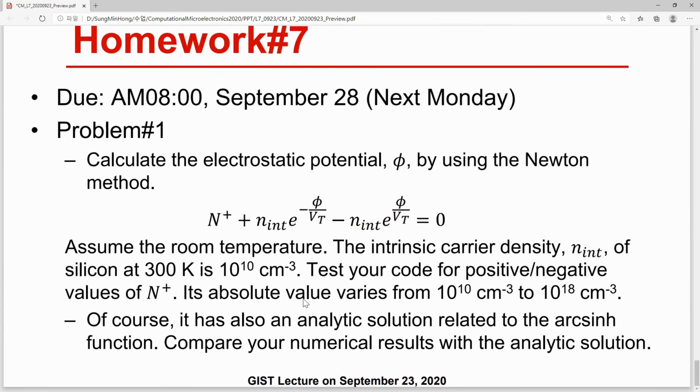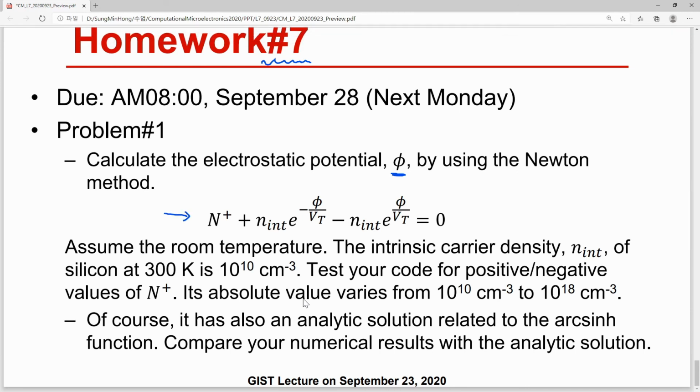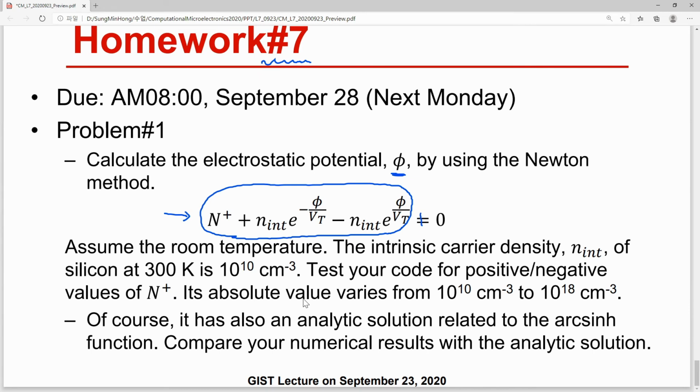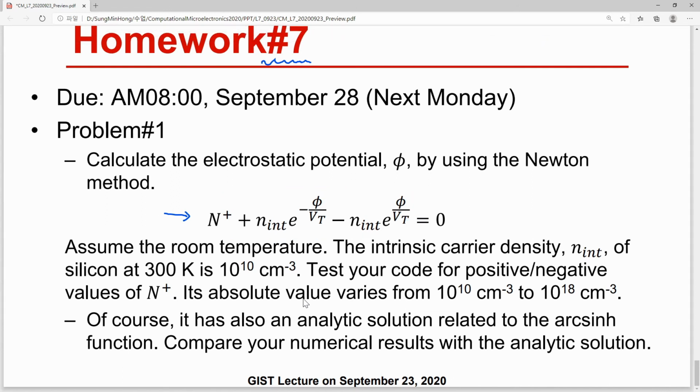Well, now you have a quite simple homework. In this case, we have only a single variable, and this is your equation, and this is your residue, so you should evaluate it. If you insert a certain number, obviously you will not have the solution. But when you introduce a value close to your solution, then you will get a residue quite close to 0.